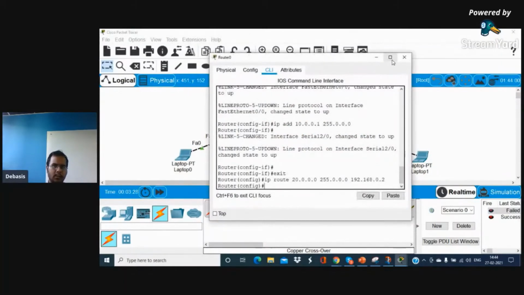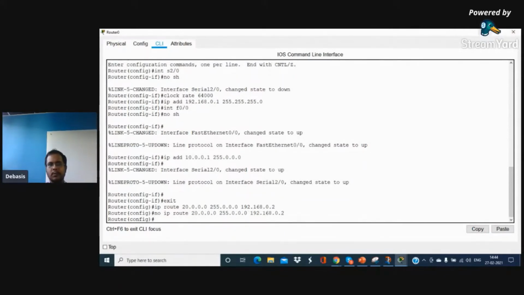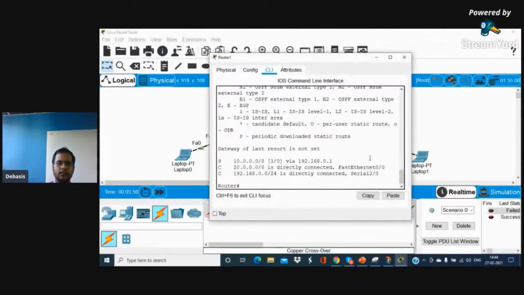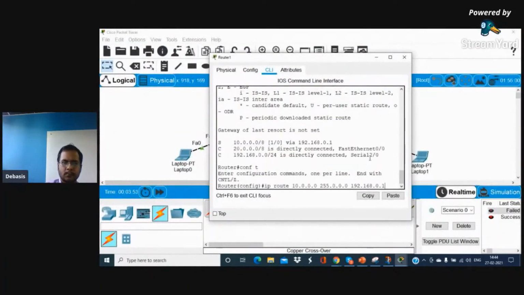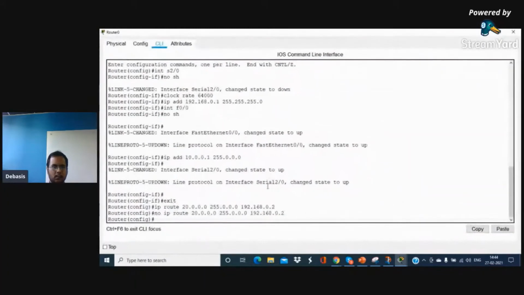And if I change to a dynamic routing protocol, say OSPF or EIGRP, first we have to remove the static route, because the AD value of a static route is 1, which is lower than any dynamic routing protocol. So if you configure a dynamic routing protocol, it will not show. The static route will always show. So first remove the static route with no ip route on both routers. Now let's implement OSPF. Or you can also implement EIGRP.